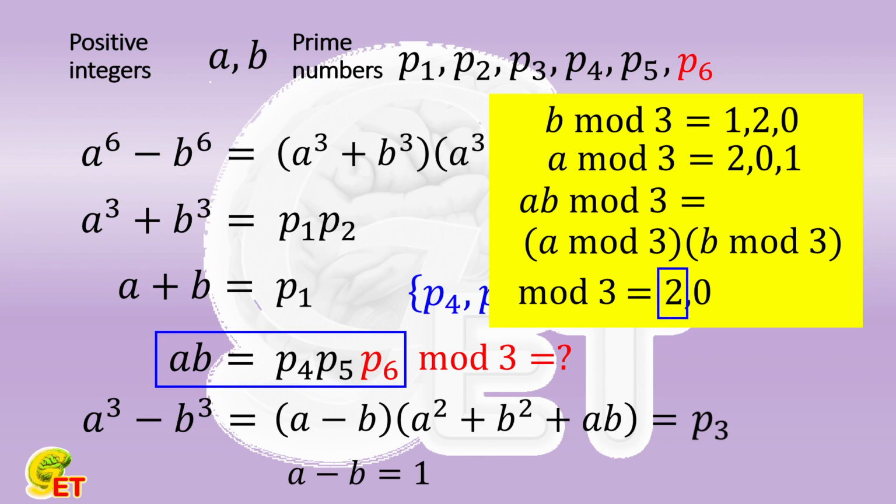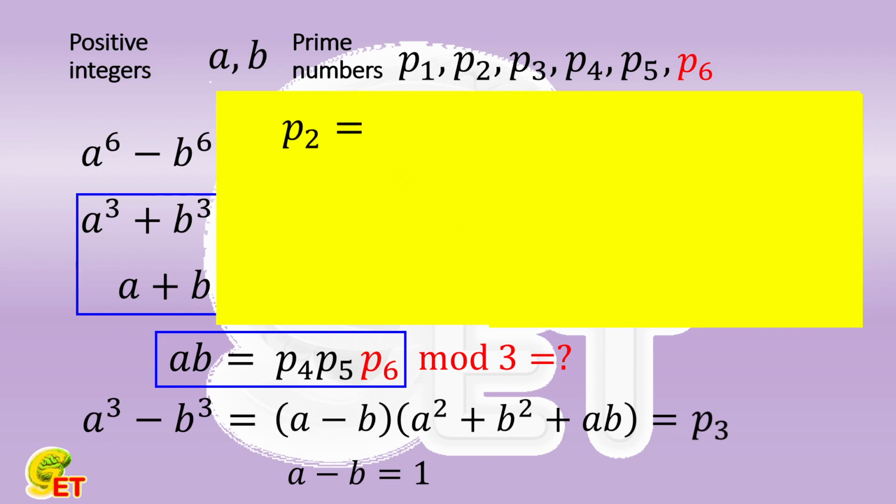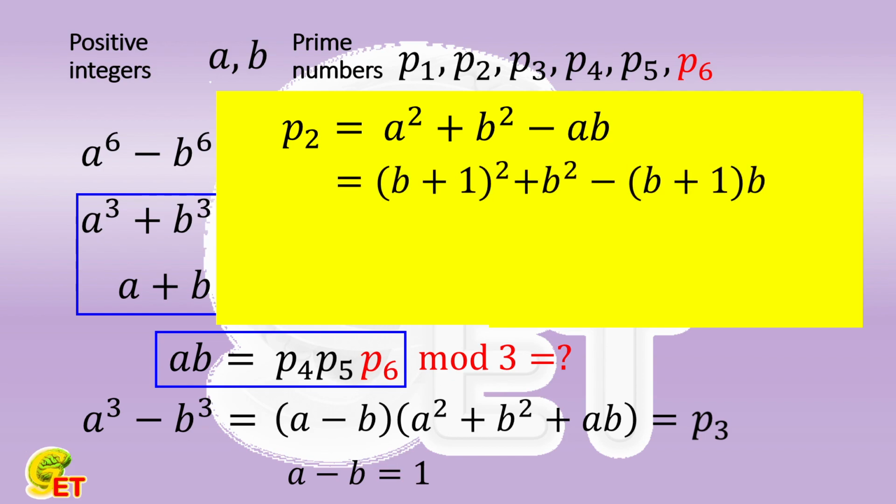How to prove it? Let's see what other conditions we haven't used. The cube of a plus the cube of b equals p1 times p2, and a plus b equals p1. Applying the sum of two cubes formula, we can find p2, which is equal to the square of a plus the square of b minus a times b. We can then use a equal to b plus 1 in this equation. We calculate it, and find it is actually equal to a times b plus 1.